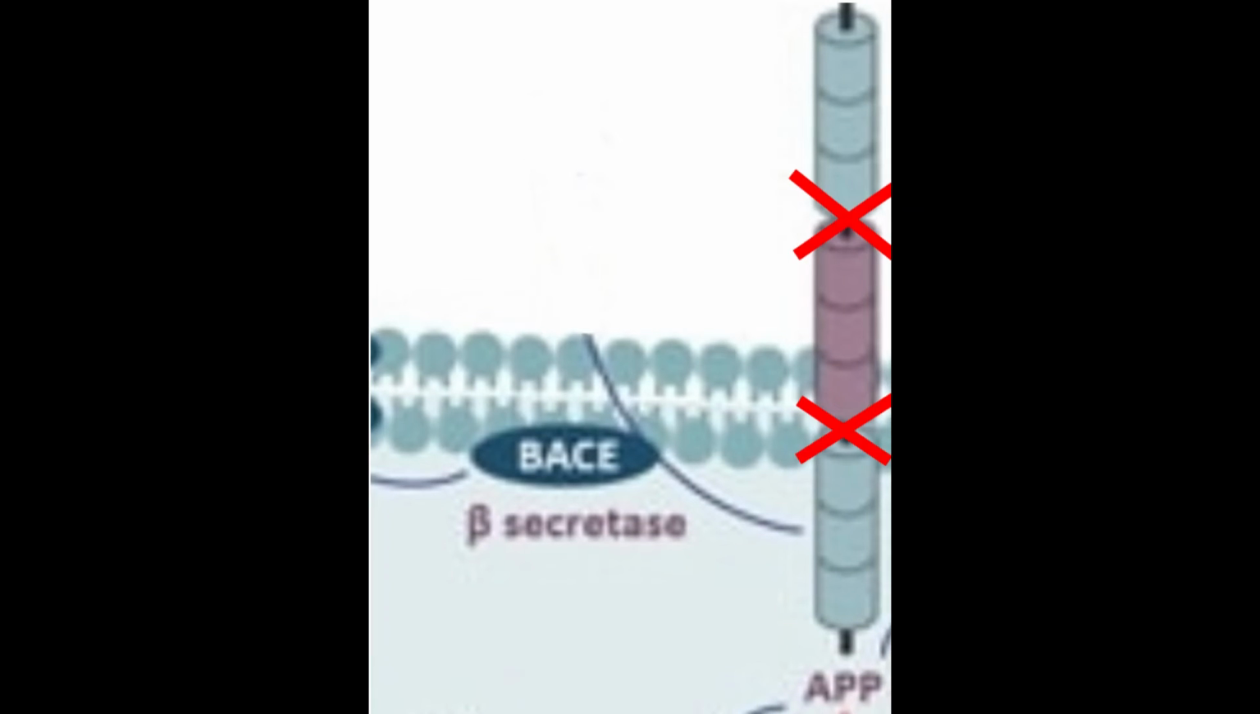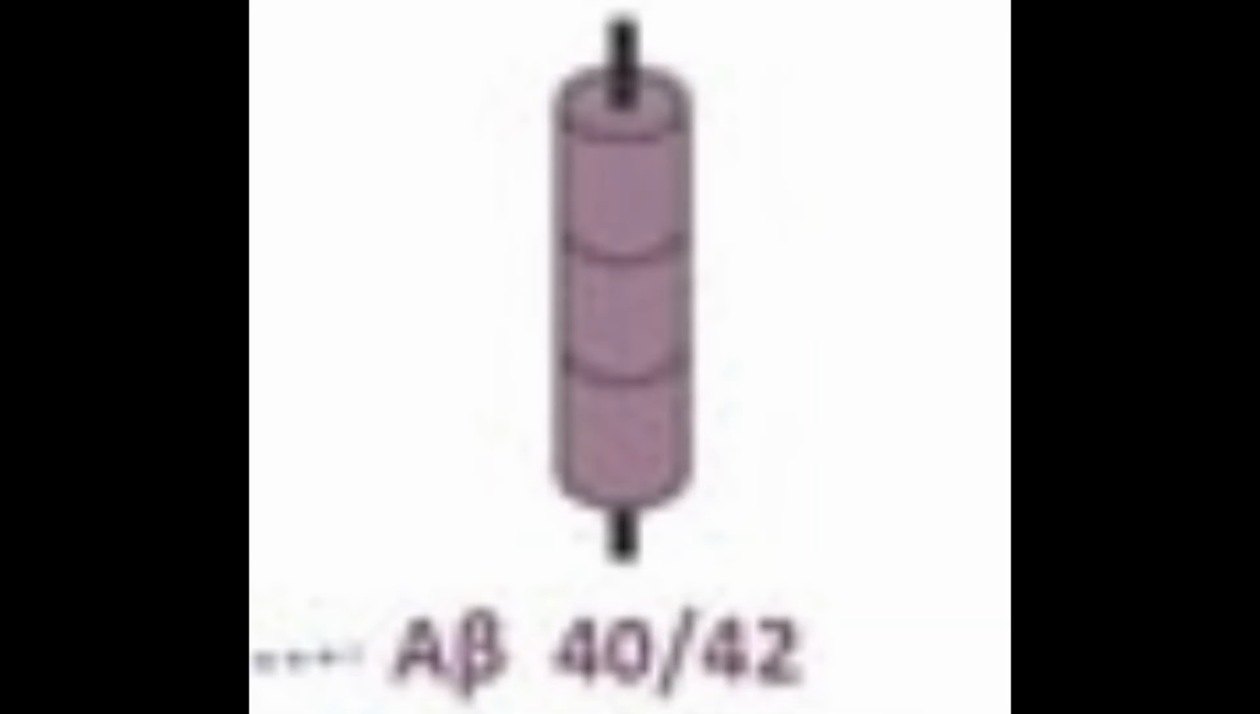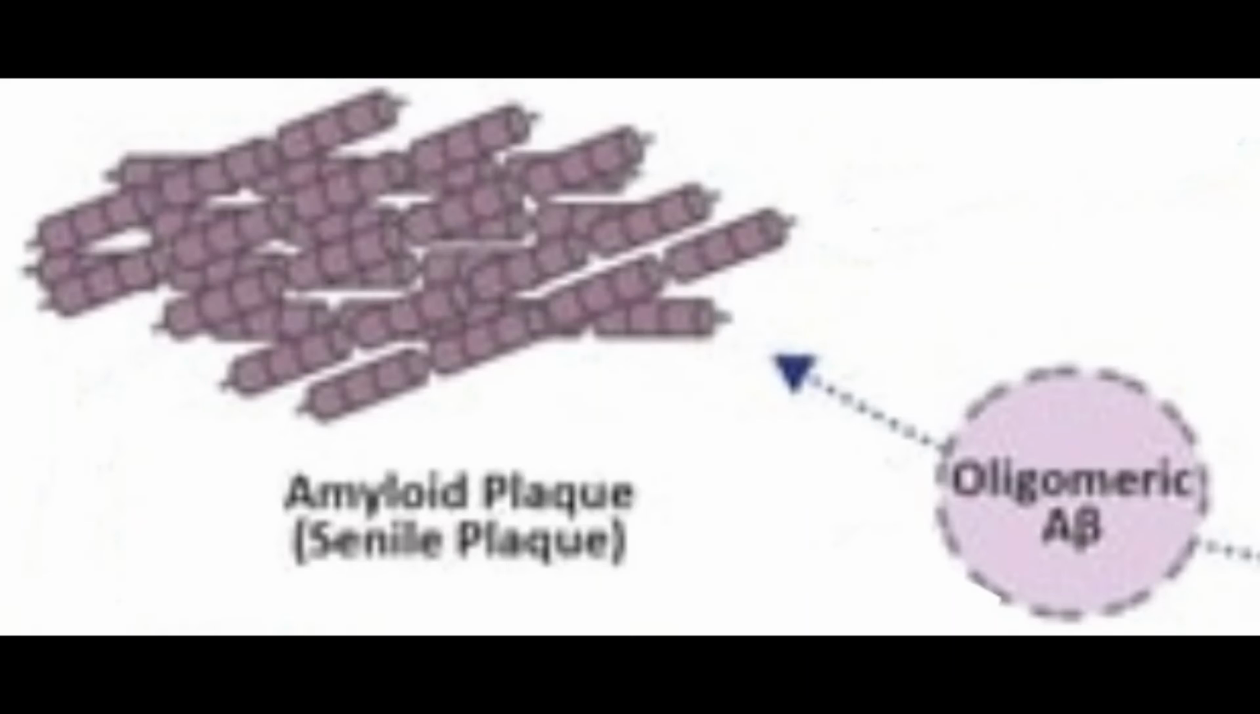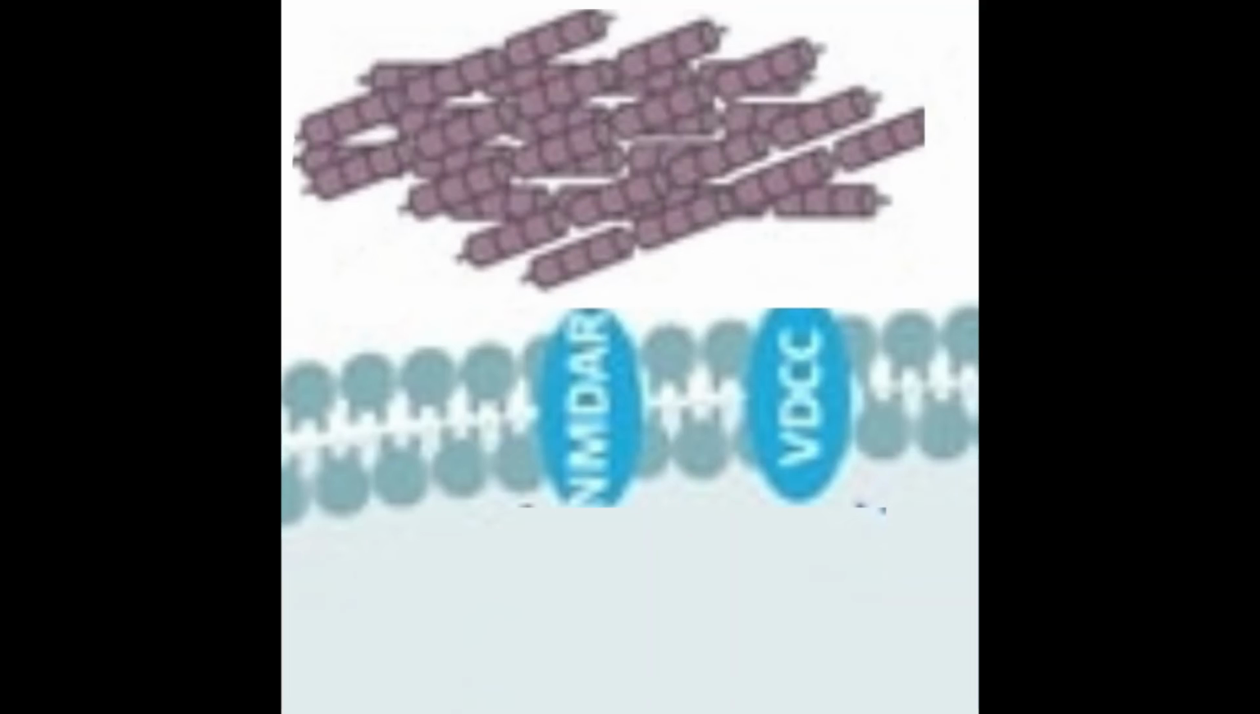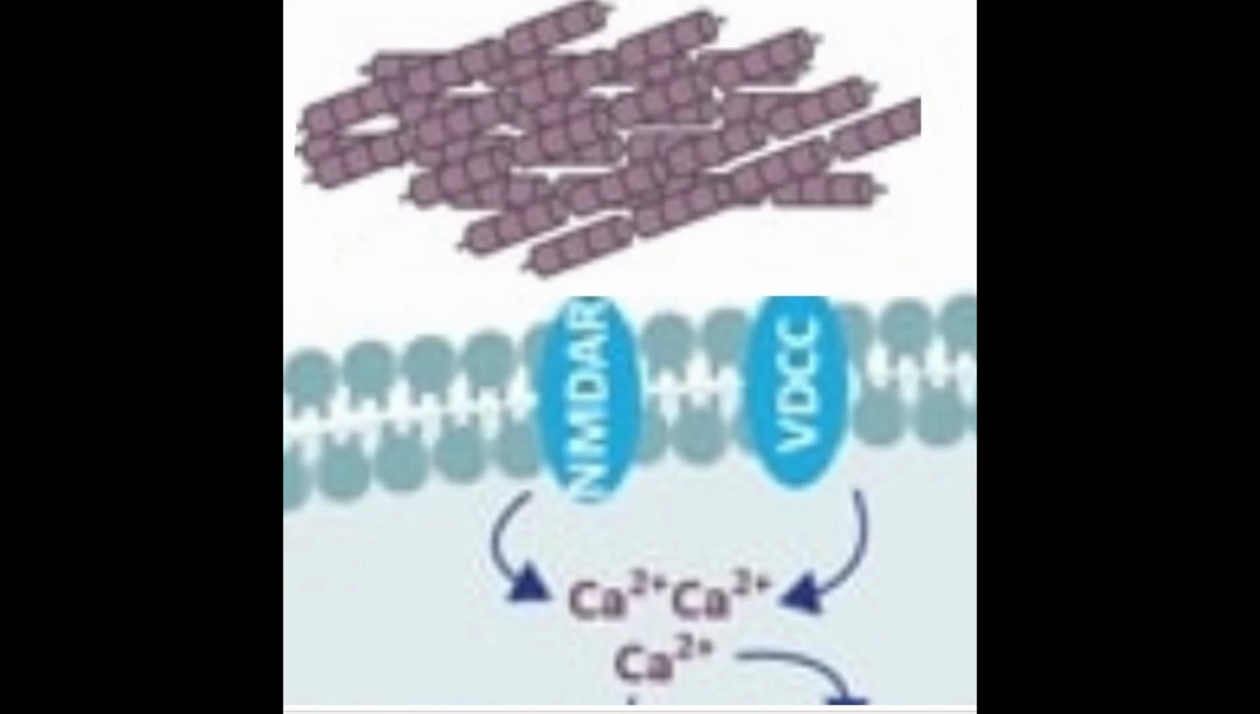The BACE1 enzyme created as a result of that affects APP, the amyloid precursor protein, and causes the creation of amyloid beta. Amyloid beta will form oligomers that build up into plaques around neurons. Amyloid beta oligomers block ion channels and cause a buildup of calcium ions.